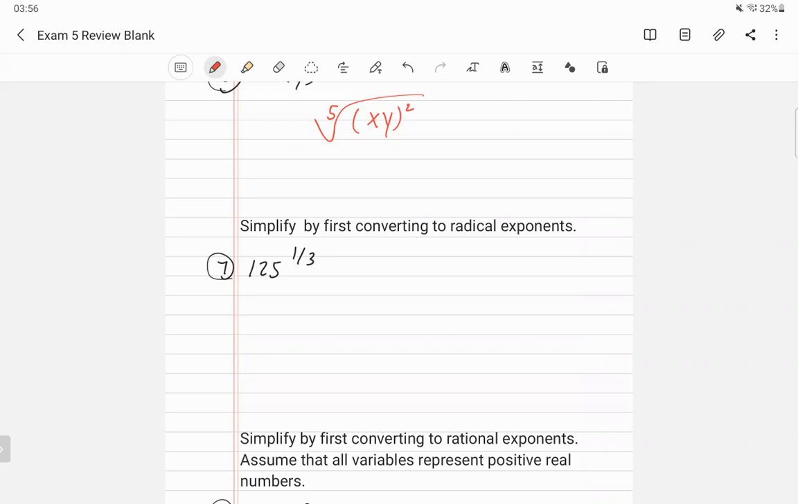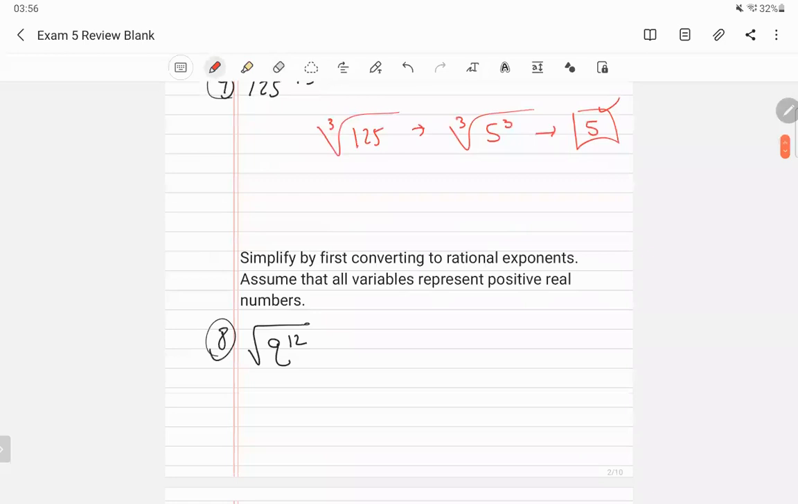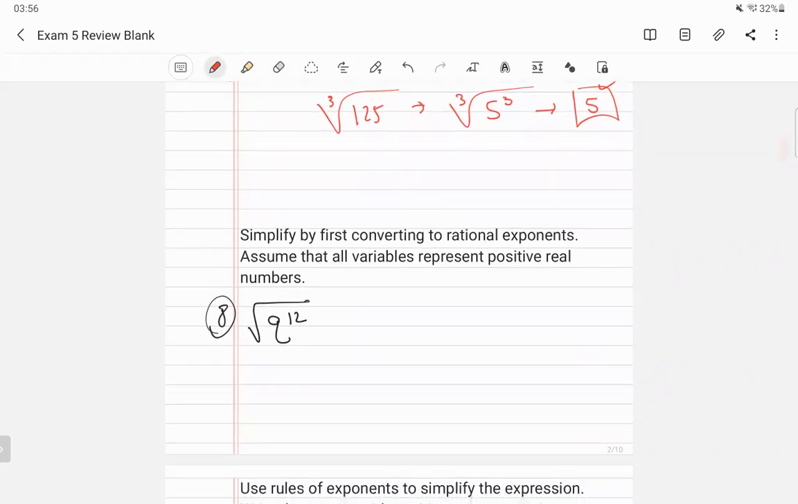All right, so here for this one, remember again, denominator becomes the index. And if you guys put some of these answers in absolute values, I won't take off any points, but I don't believe you need them. So just throwing that out there.